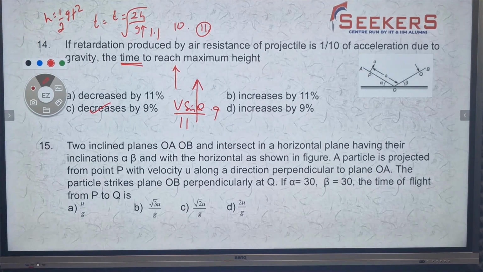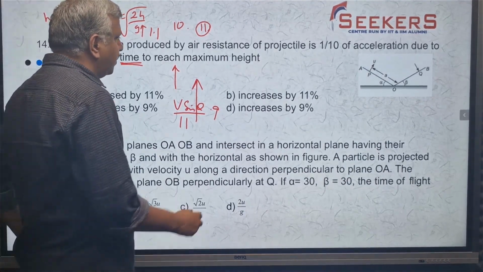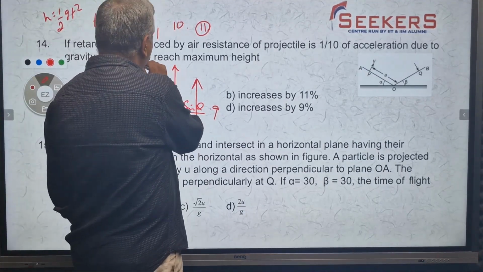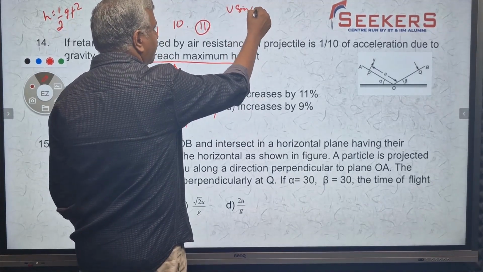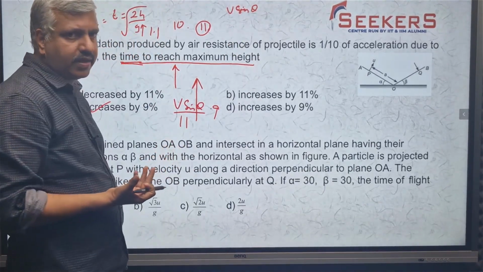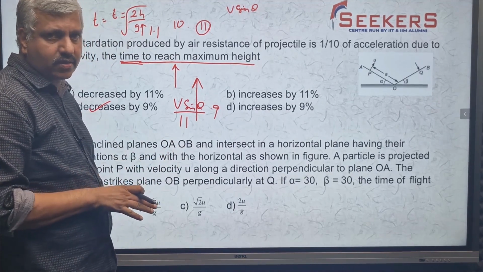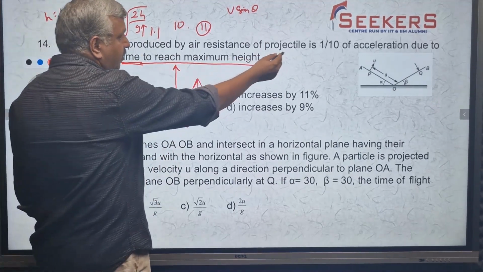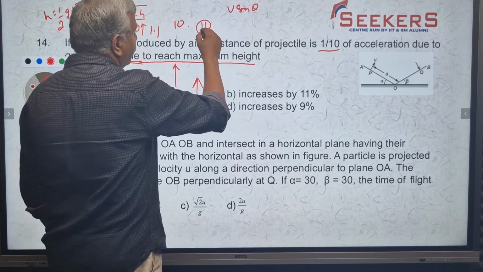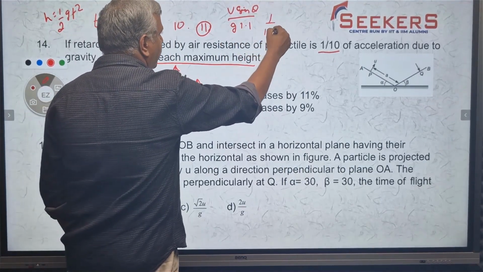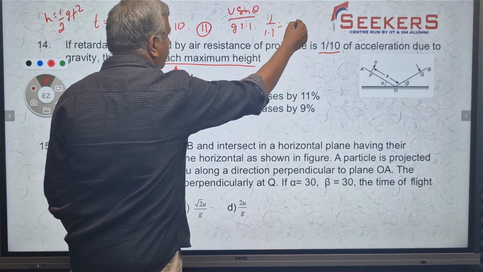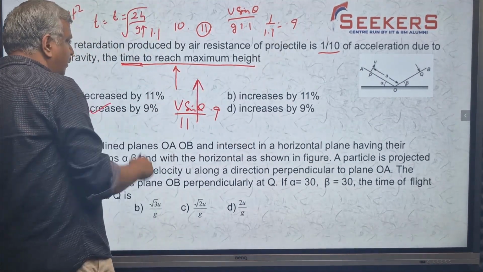I hope you are able to understand this. See, the time taken to reach the maximum height depends upon the vertical component, that is u sine theta. U sine theta will remain the same whether there is air resistance or not. Now, because this is increasing, instead of 10 it will become 11. So it will become g into 1.1. Now 1 divided by 1.1 will become equal to 0.9. So it will decrease by 9%.